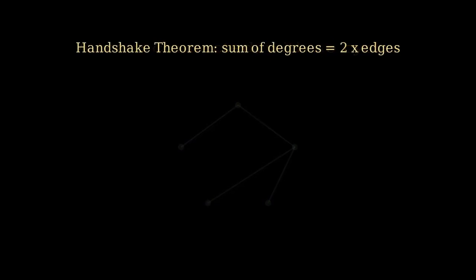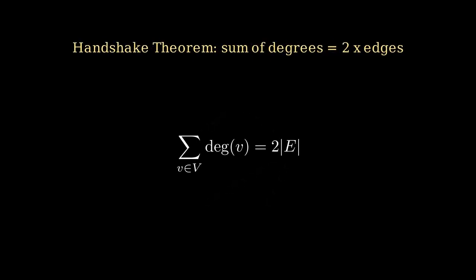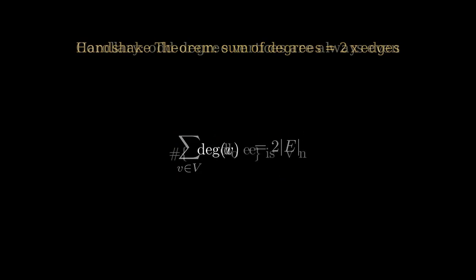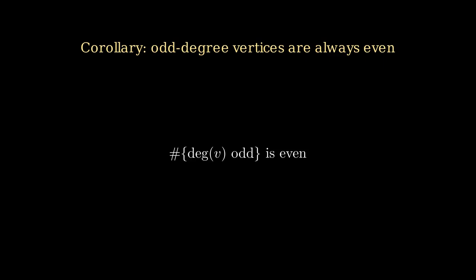The single most important theorem in this whole section is the Handshake Theorem. The sum of the degrees of every vertex, added up over the entire graph, equals exactly 2 times the number of edges. A direct corollary falls straight out of this. The number of odd degree vertices in any graph is always even, never odd.